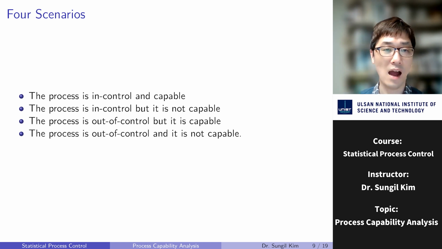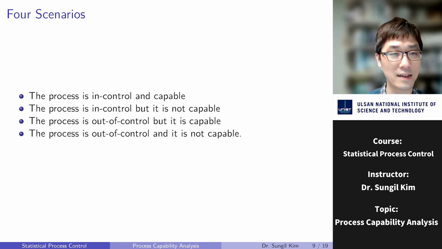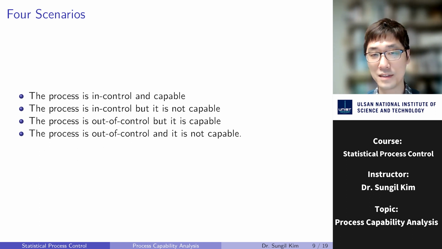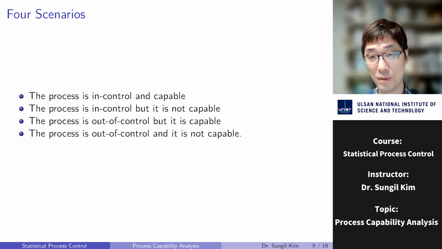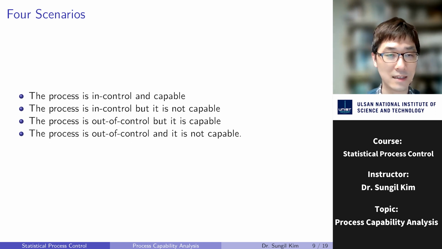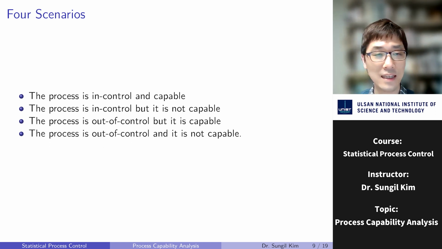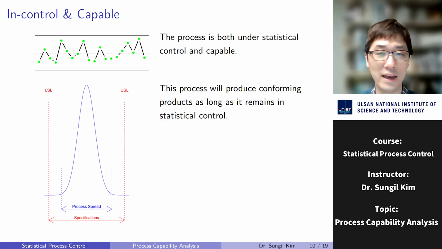There are 4 scenarios regarding process capability. First, the process is in control and capable. The second, the process is in control, but it is not capable. The third, the process is out of control, but it is capable. And last, the process is out of control and it is not capable. So let's see each scenario one by one. First, the process is in control and capable. This process will produce a conforming product as long as it remains in control, so it's okay.